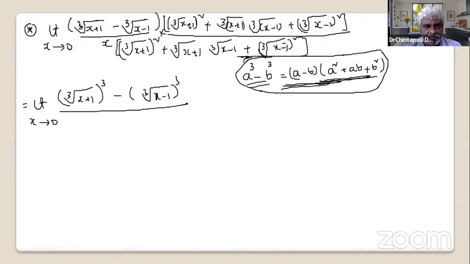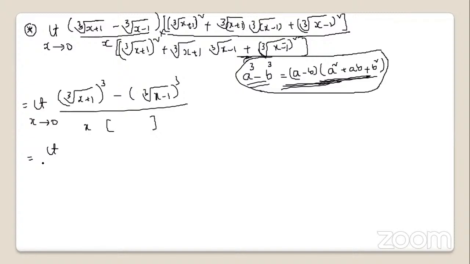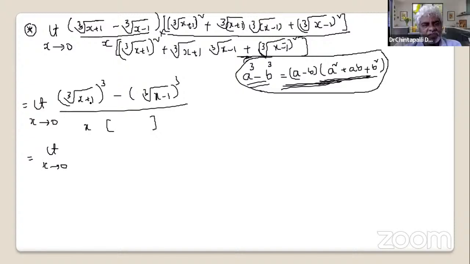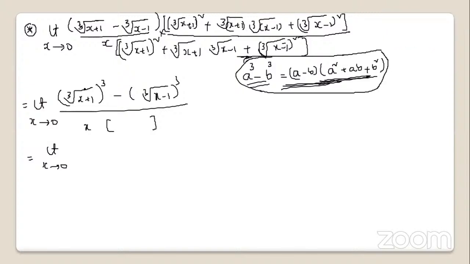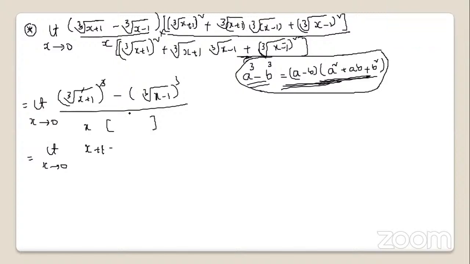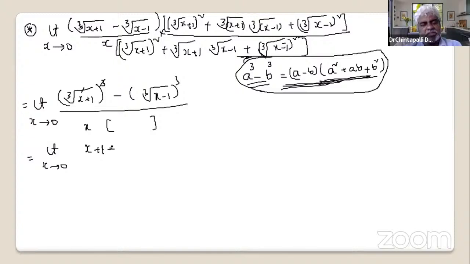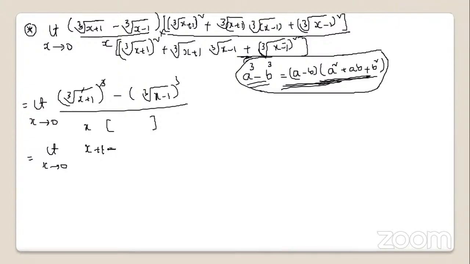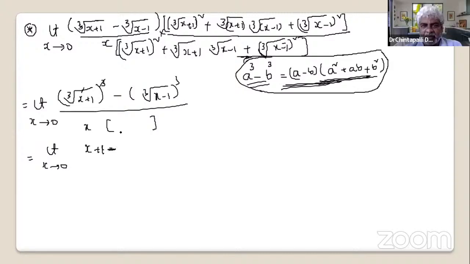Very good. Denominator is same. X into same. Now, what is cube root of x plus 1 whole cube? Cube root of x plus 1 whole cube is x plus 1, minus of x minus 1, right? You know, when we have minus before a bracket, the signs of the terms in the bracket will be changed.